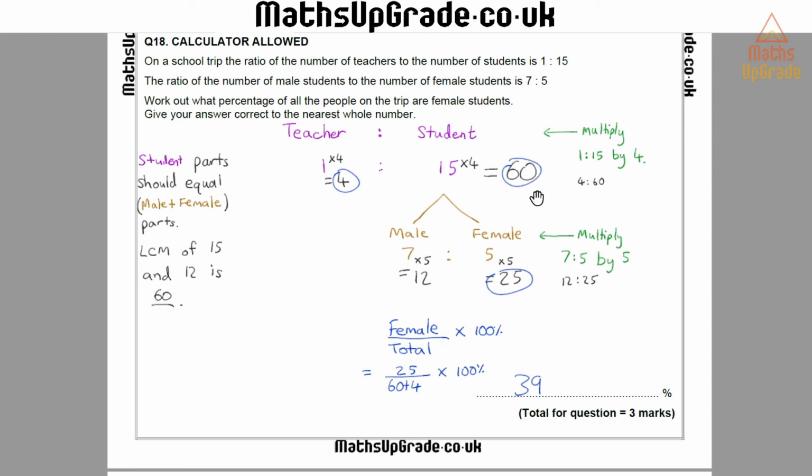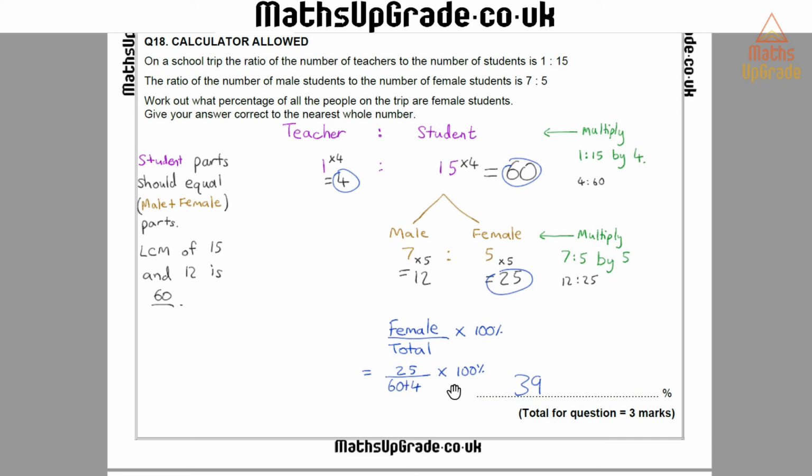Similarly, I need to get the total of male and female into 60. And since the total number of parts is 12, I need to multiply both of these parts by 5. So that will be 7 times 5 and 5 times 5. Since 5 times 5 is 25 and the students were 60, I can just say that the proportion of female students divided by the total is 25 over 60 plus 4. 25 over 60 plus 4 is what it is as a fraction.